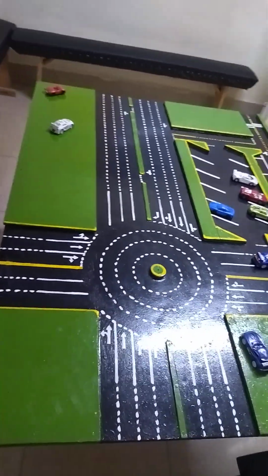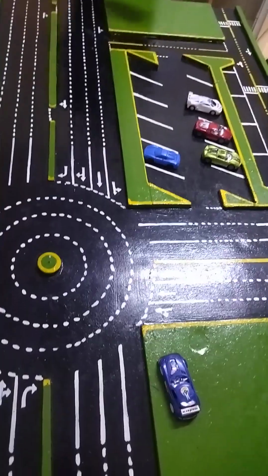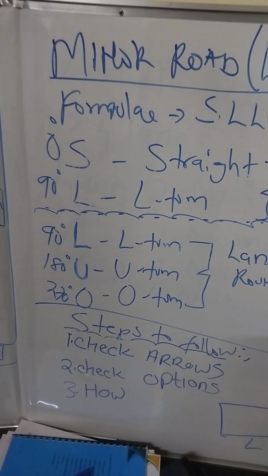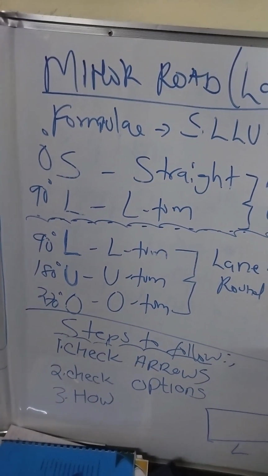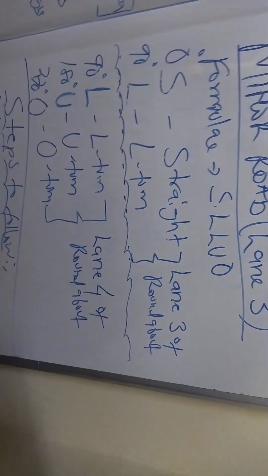Lane 3 has got 5 options. Okay, at least I need you to do that one from this other side. So I have two cars here and then 3 cars on the other side. We have a formula for lane 3, and the formula is known as SLUO. SLUO is S-double-L-U and O. Okay? And I need you to note something here.